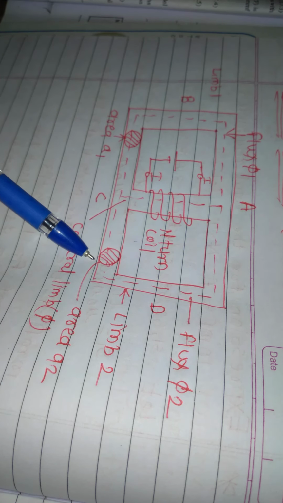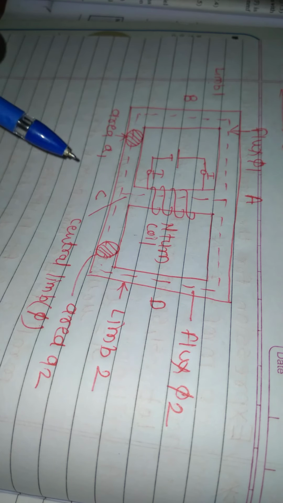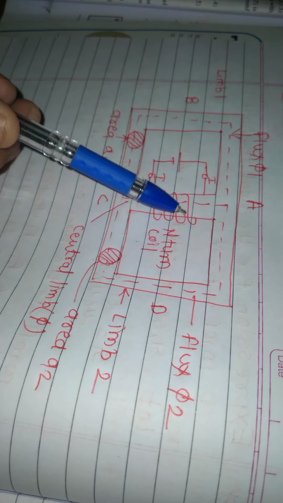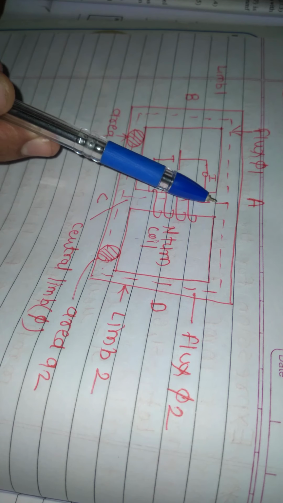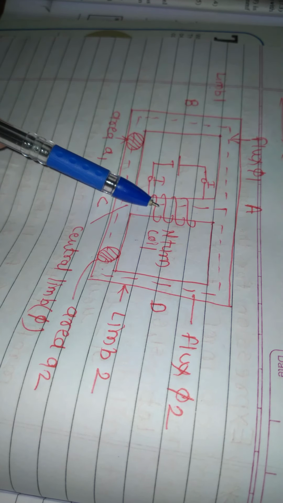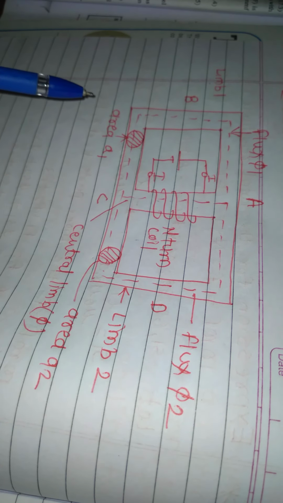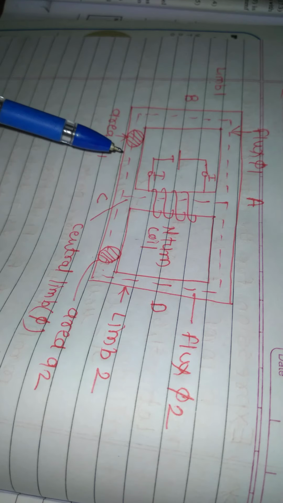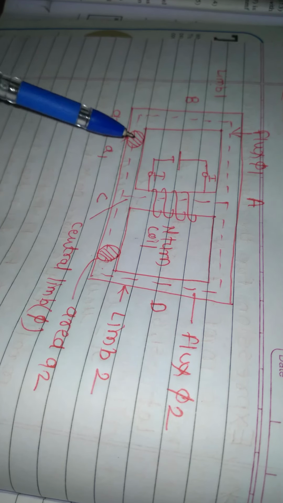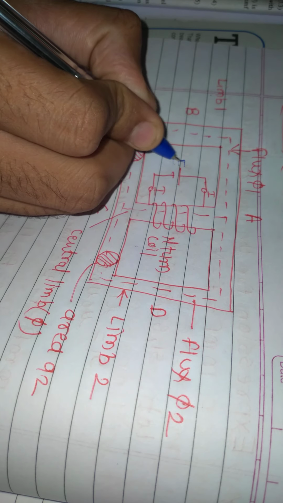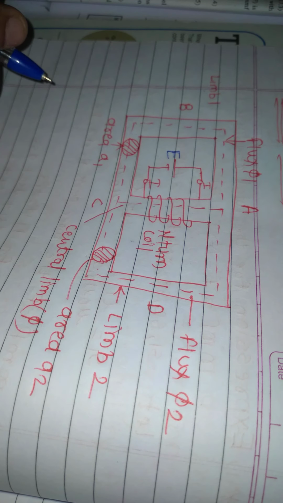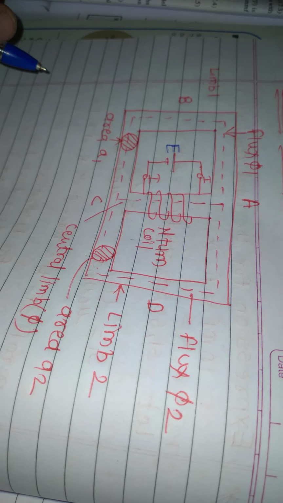An N-turn coil is placed on the central limb of the core, and current I is made to flow through it. Due to this current, flux is developed in the central limb.